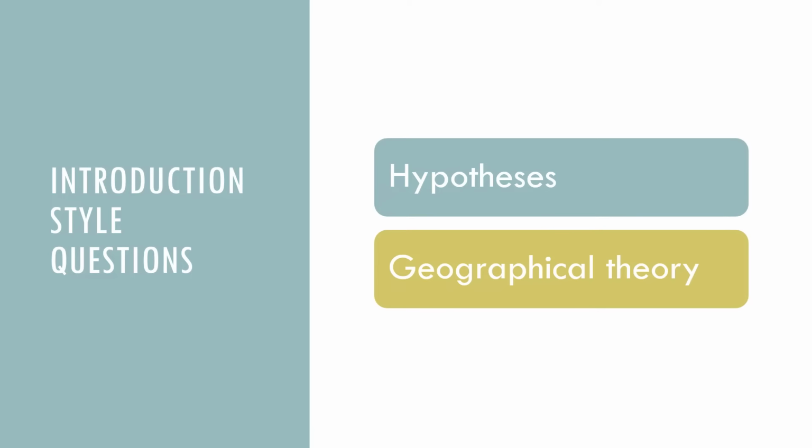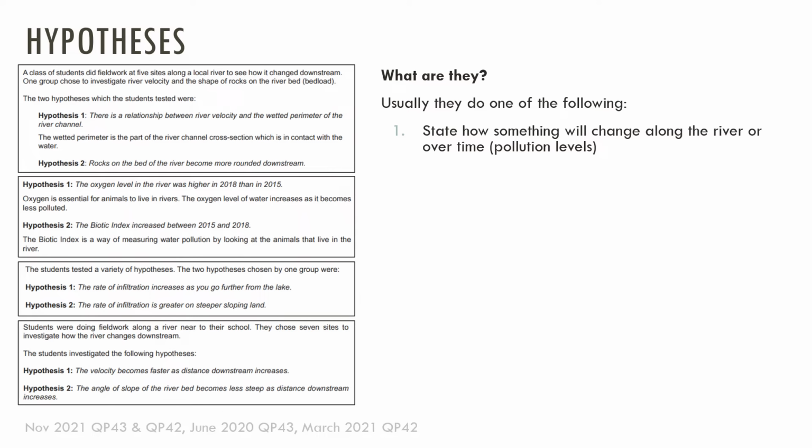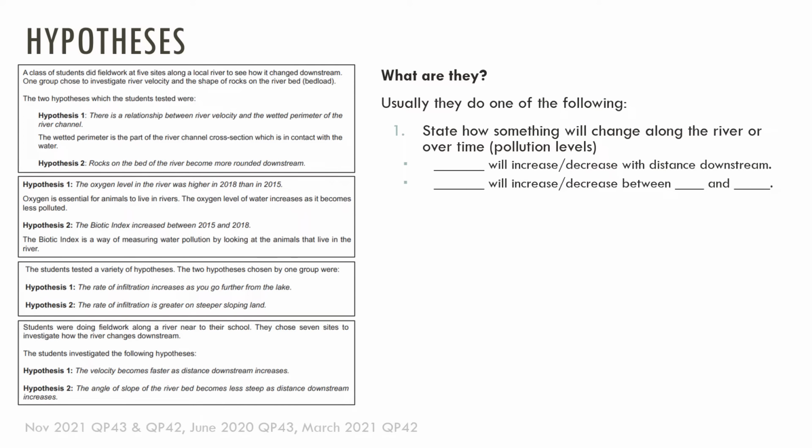So, introduction style questions. So, hypotheses. As you know, with this paper, it's all about a student who has come up with 2 hypotheses, and you will have questions about those. These are the most common ones that occur within rivers. You can see here I've provided a selection of some of the hypotheses that have occurred in various past papers. Usually a hypothesis for a river investigation will do one of the following. State how something will change along the river or over time. So something like velocity or pollution levels will increase or decrease with distance downstream, or will increase or decrease between this year and the next year.